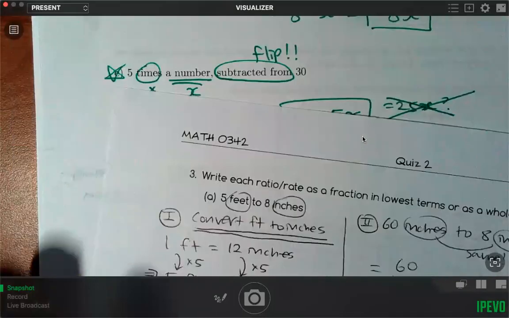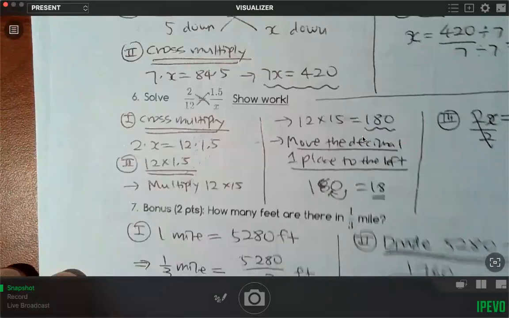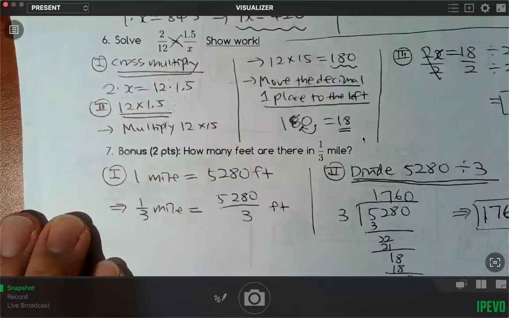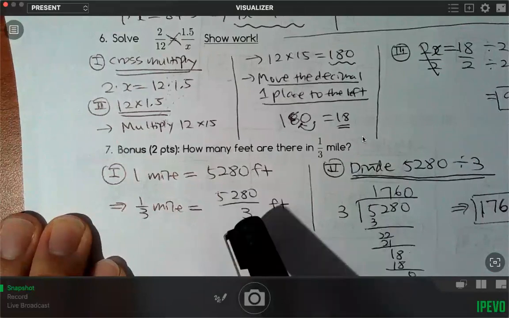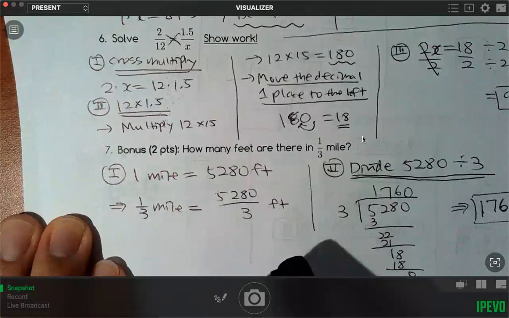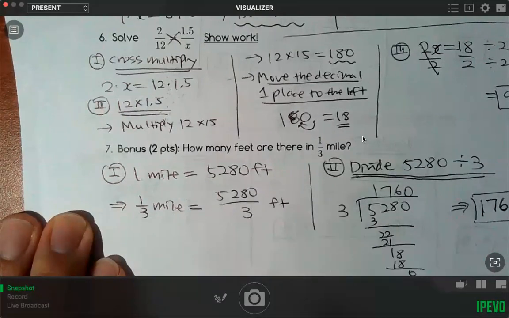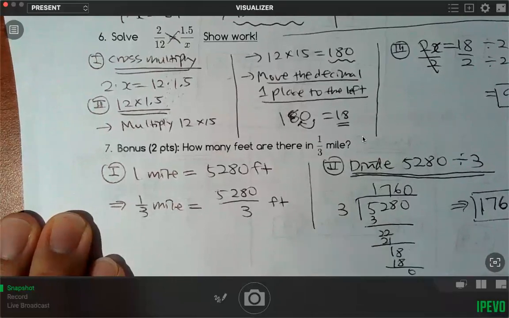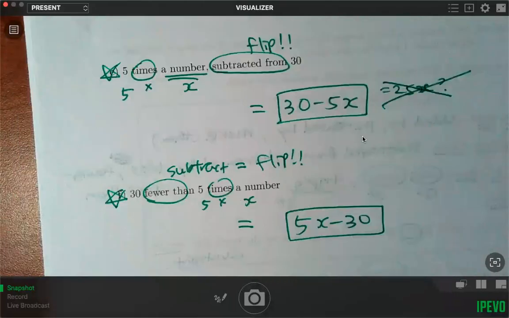Another thing: for this bonus problem, I think only 1 or 2 people got it. Most of you couldn't remember that 5 tomato trick. Remember, 1 mile is equal to 5,280 feet, but I told you the shortcut, which is 5 tomatoes. 5,280, basically, and you have to divide that by 3, but many of you couldn't remember this fact. Anyways, that's quiz 2.